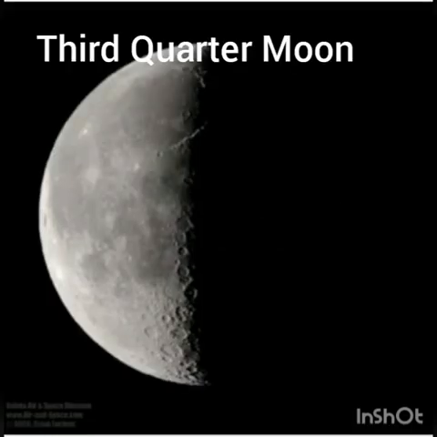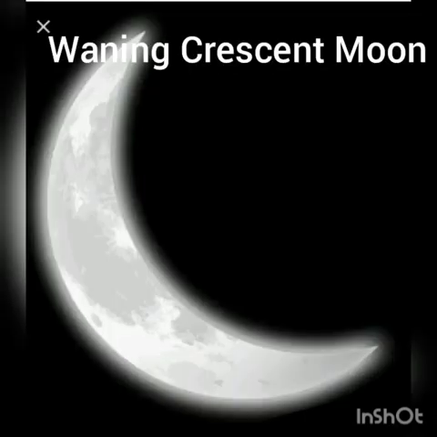Third quarter moon means when half part of the moon is visible to us. Here the opposite half portion of the moon is illuminated. Next phase is the waning crescent moon. Here the moon looks like a crescent, means it looks like a curve, but this crescent moon decreases in size from one day to the next.